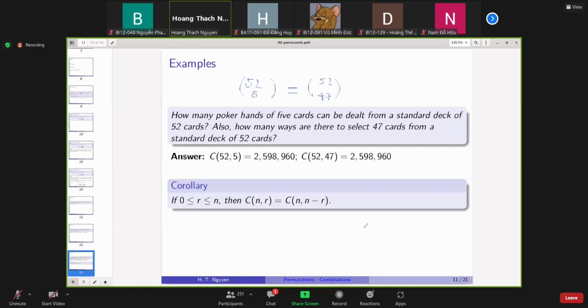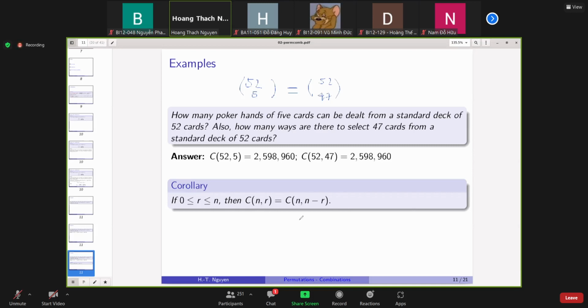Basically, you can prove this identity by a combinatorial argument. As I explained, you have two procedures to choose 5 cards. In the normal way, you choose 5 cards, or you can do it the second way: you choose the cards which are left. Since the number of ways must be the same, you have this identity.